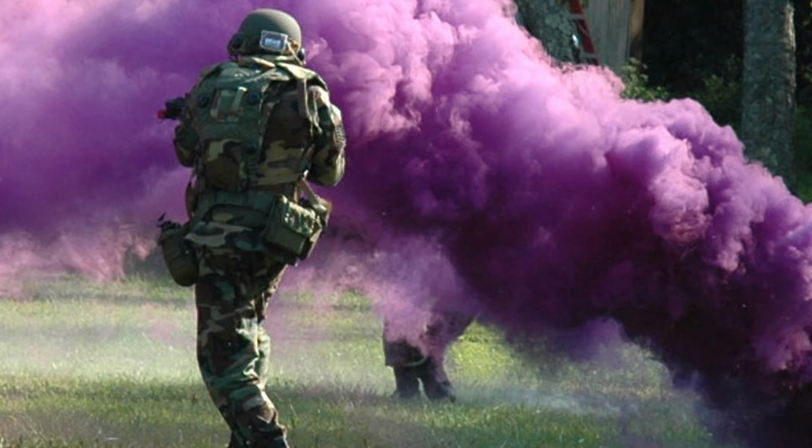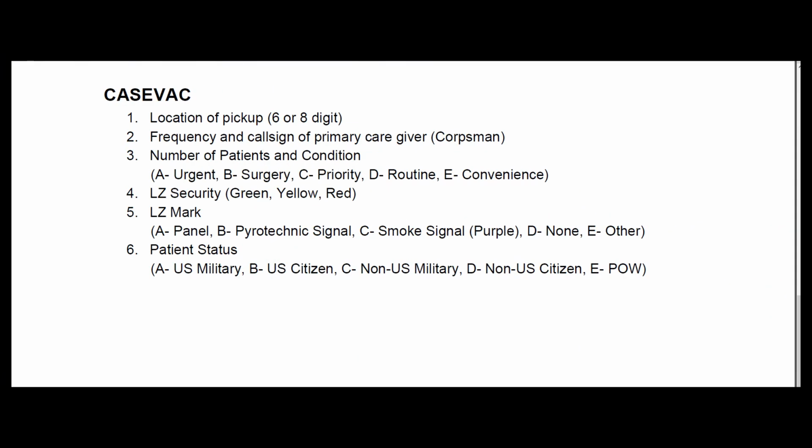Charlie is a smoke signal. For the 15th MEU specific, we use purple for mass casualties, and these would be used to mark a CASEVAC site. Delta is none, and E is other. Other being any sort of other smoke that you'd be using, or let's say if you're using a reference to mark the building.